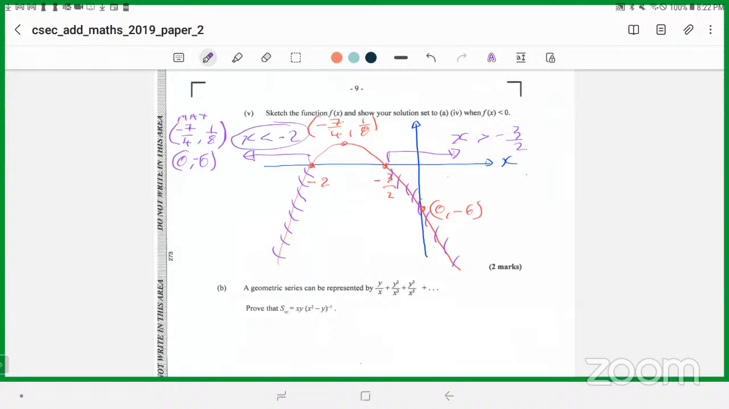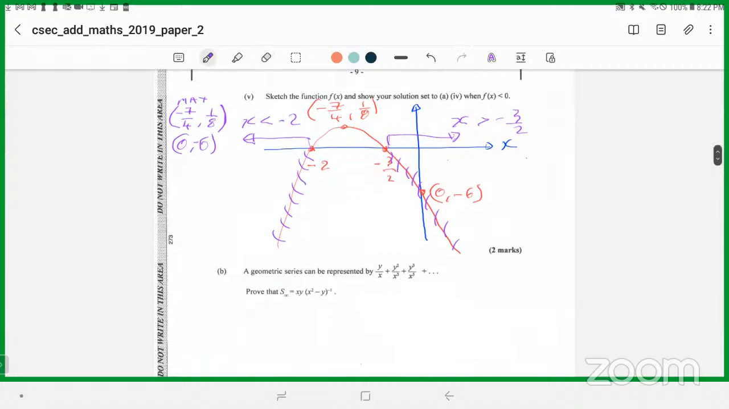So these form your solution, but they said they want the solution set. The solution set is obtained basically by putting the solution in set brackets. So you could write something like this: the solution set for f of x less than 0 is x such that x is less than negative 2, or, using the union for or, x is greater than negative 3 over 2.